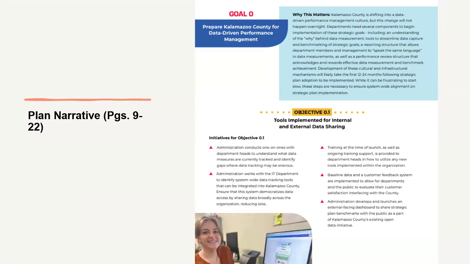There's the big picture goal, then there's the objectives within a goal, then there are the initiatives, which are almost like projects. Those initiatives are where we actually put a deadline and where we assign an individual to take the lead. With the exception of goal 0, for each of the initiatives we have data measures, which are recommended ideas of how you could track or measure this.